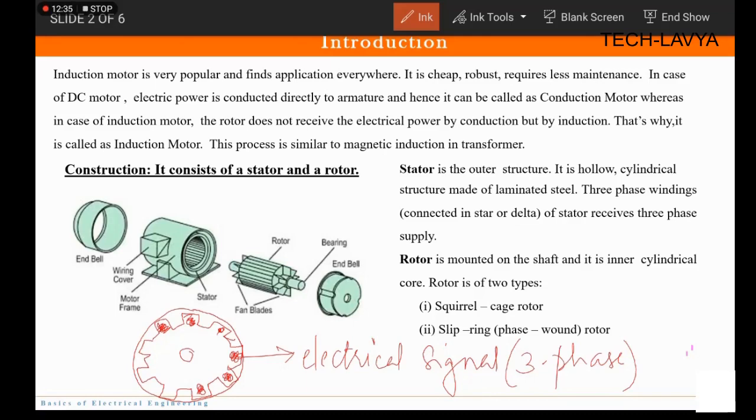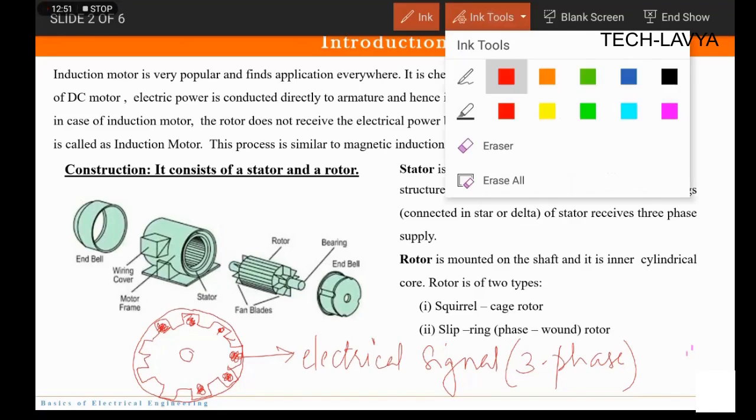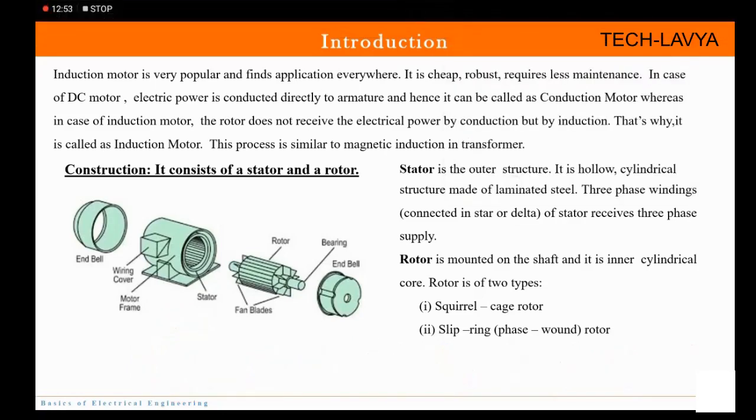So the stator has slots in between, and we put windings in those slots, and then those windings are connected in star or delta, and we give three-phase supply. Fine. So obviously what will happen after this? Come on, what will happen? When the current starts flowing, it produces a magnetic field.